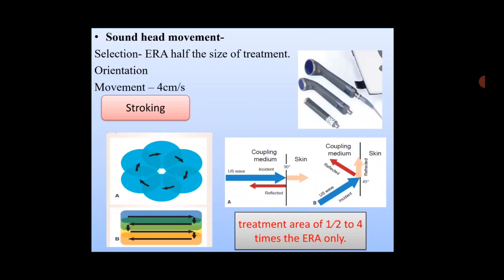Stroking can be done in two ways, overlapping circles. These overlapping circles can be done in a clockwise direction or anti-clockwise direction. But overlapping the previous circle by approximately half the ERA is very important. Then the second type is parallel stroking. Parallel stroking can be done horizontally or vertically. Again, overlapping the previous stroke is very important.